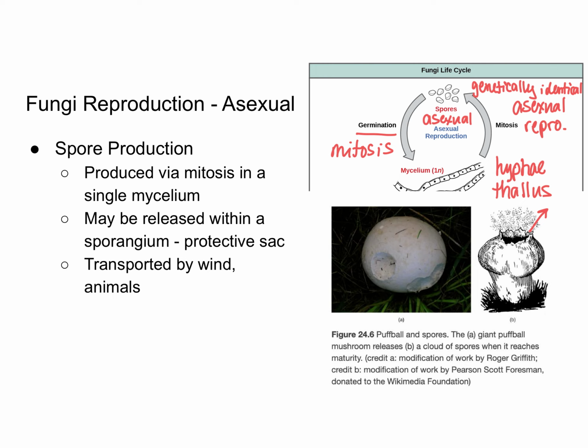And I should mention that sometimes these spores are released within a sporangium, and a sporangium is just a protective sac. And this sac might help to protect the spore from things like dehydration, heat or cold, or potentially digestive enzymes if it's passing through the gut of an animal or something like that.